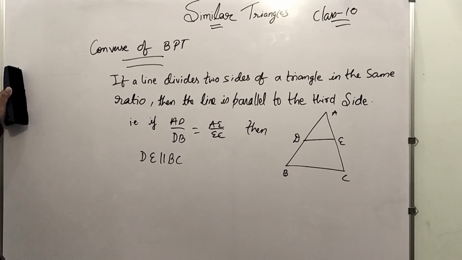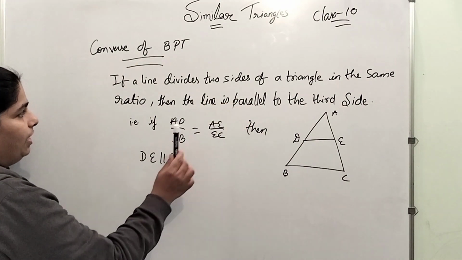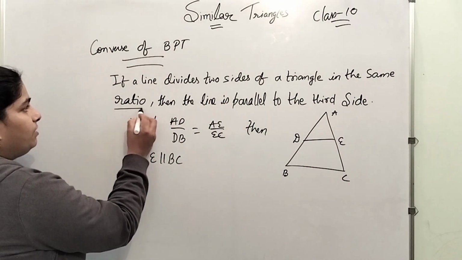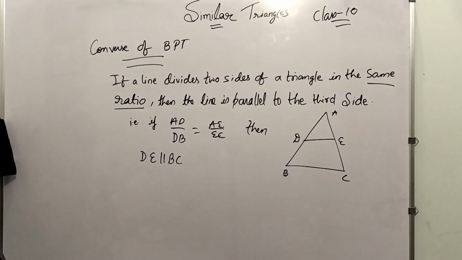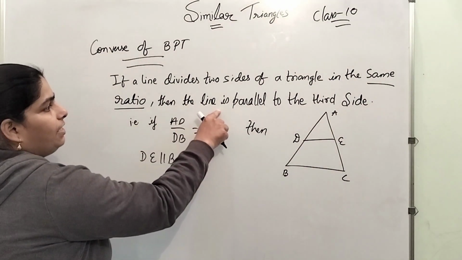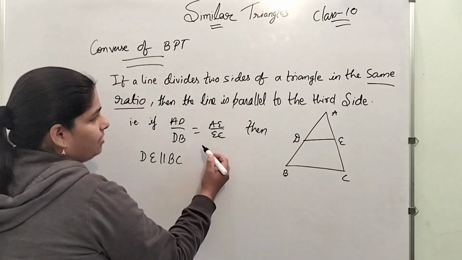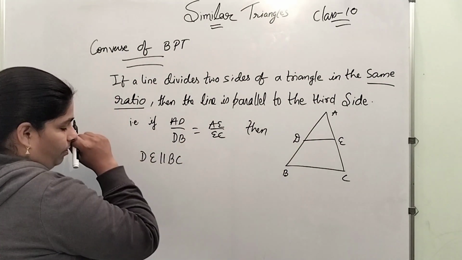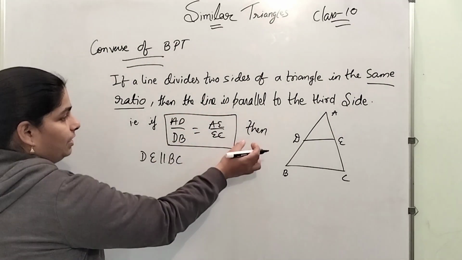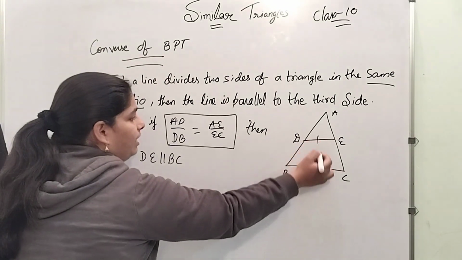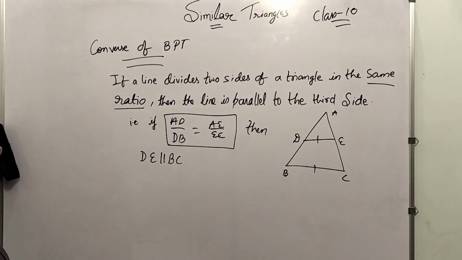The converse of the BPT theorem states that if a line divides two sides of a triangle in the same ratio, that means here the ratio is already given, then the line is parallel to the third side. That means in this question, AD by DB is equal to AE by EC is already mentioned, so the ratios are equal. If the ratios are equal, then DE will be parallel to BC. This is the converse of the basic proportionality theorem.